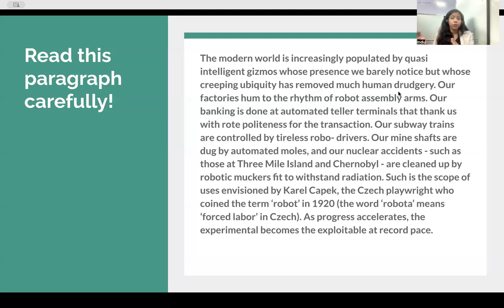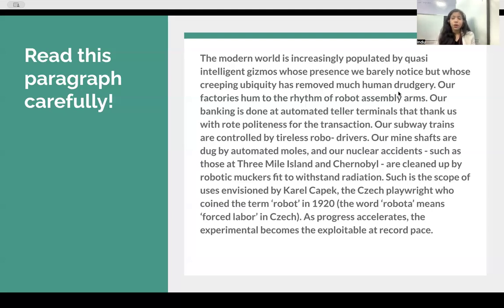Again, we are talking about computers and robots. Our subway trains are controlled by tireless robo drivers. So again, autopilot on trains. So intelligent and robots, that's what we keep working with here.